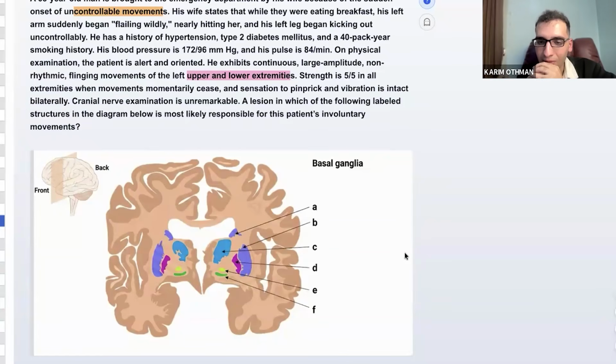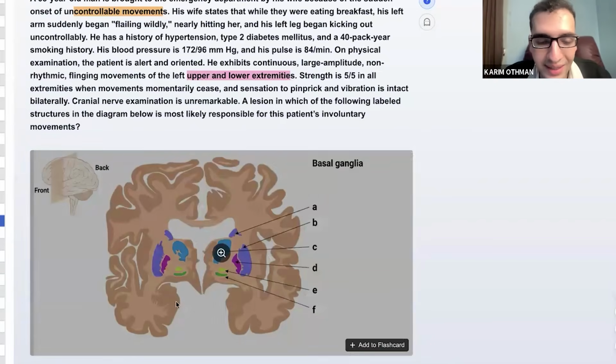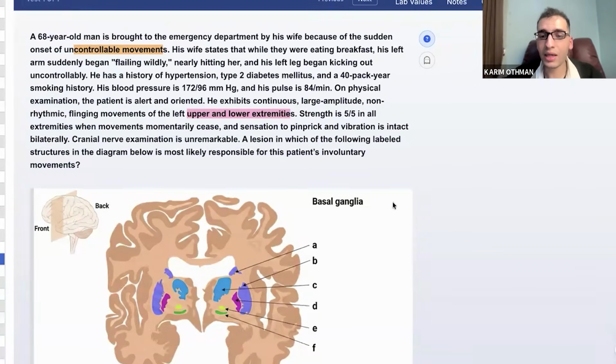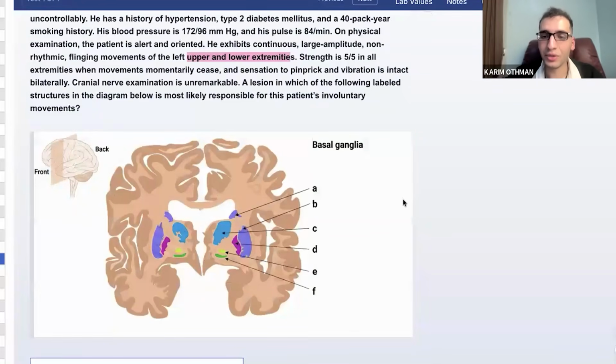So what do you think here? Yes. This person is having hemiballismus, guys. Extremely important. Hemiballismus itself, which is a problem in the subthalamic nuclei. Amazing, guys. This is called hemiballismus, this flailing movement, and it's a problem in the subthalamic nuclei.